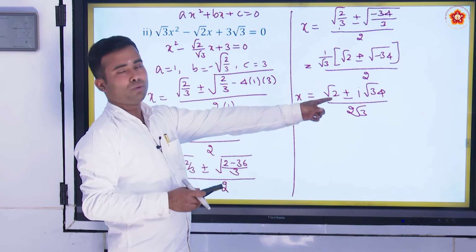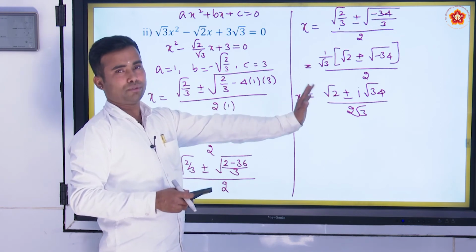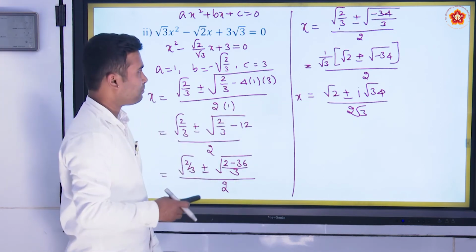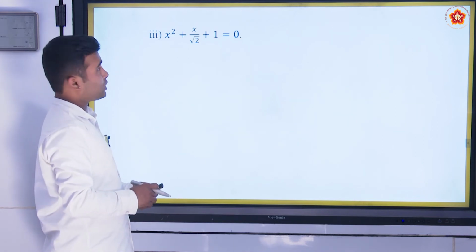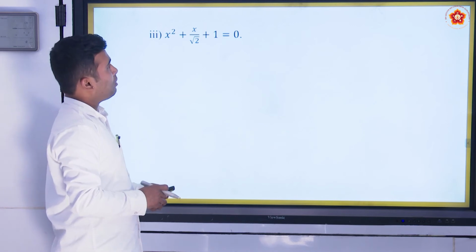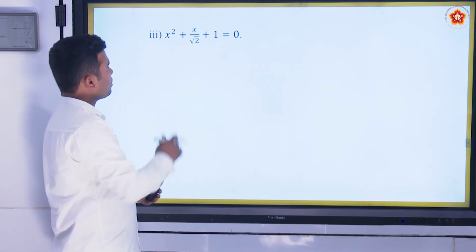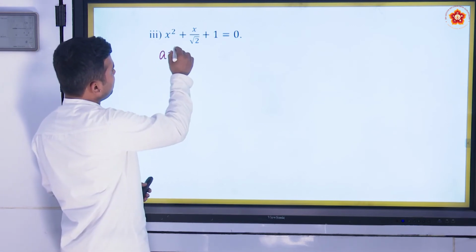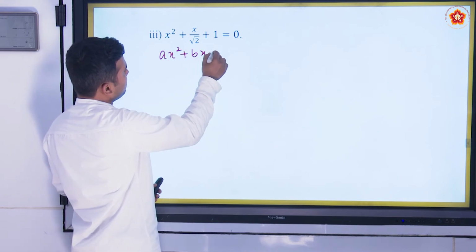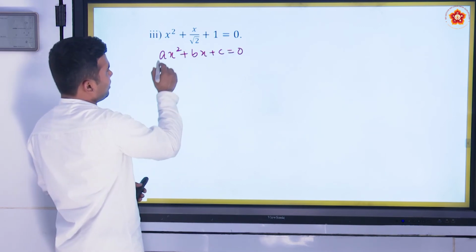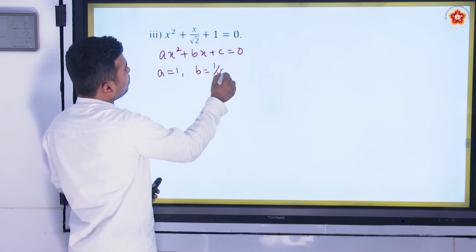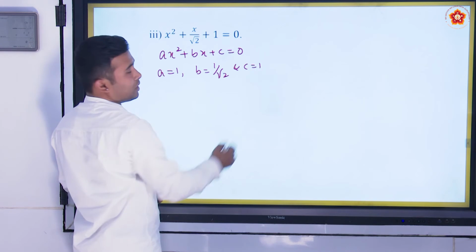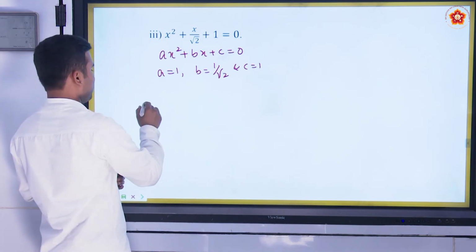So, that is root 2 plus or minus i root 34 divided by 2 into root 3. Let us solve one more problem, that is x square plus x by root 2 plus 1 is equal to 0. So, let us compare this with the equation ax square plus bx plus c is equal to 0, where a is equal to 1, b is equal to 1 by root 2 and c is equal to 1. Use the quadratic formula for this.